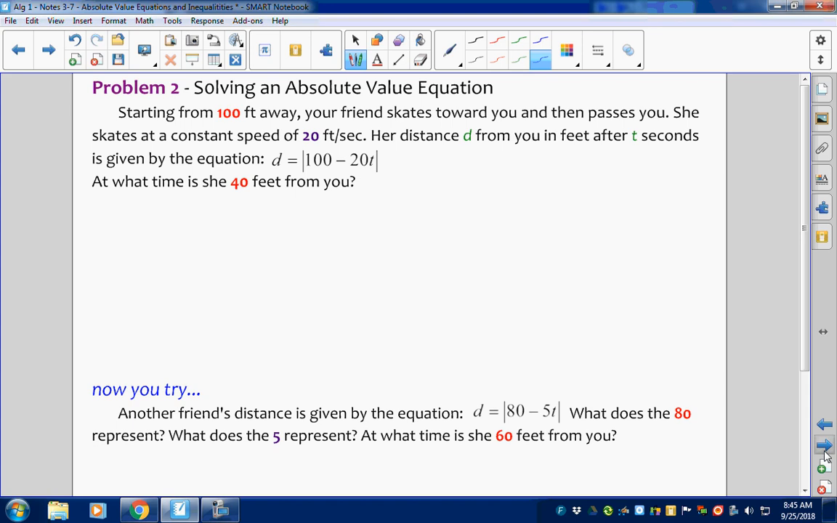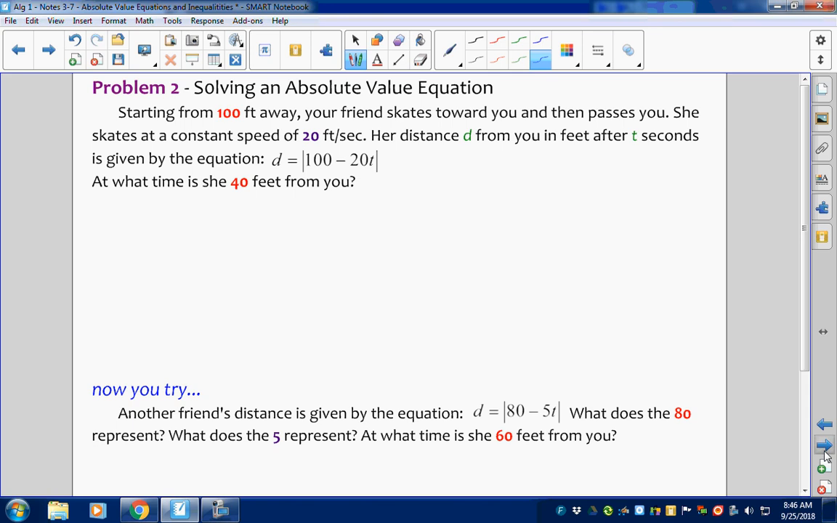So if you think about this for a little bit, if I plug in 1 second here, she's gone 20 feet, right? She's going at 20 feet per second. So if you take away 20 feet from 100, she's now 80 feet from me. After 2 seconds, she would be how far from me? 60. And then after 3 seconds, she would be 40. So you could probably solve it just by doing a little bit of guessing and checking, just trying values in.